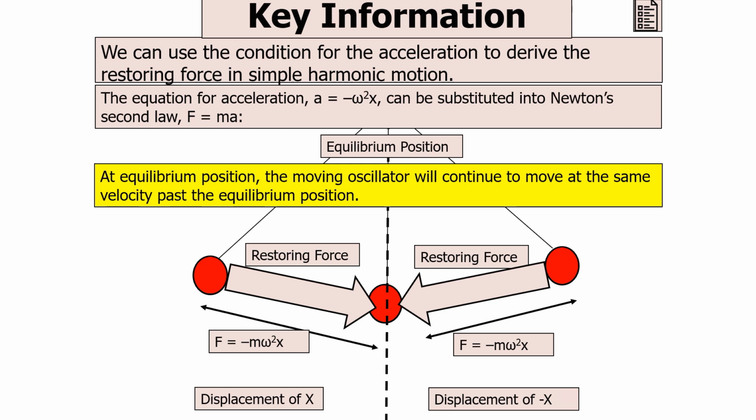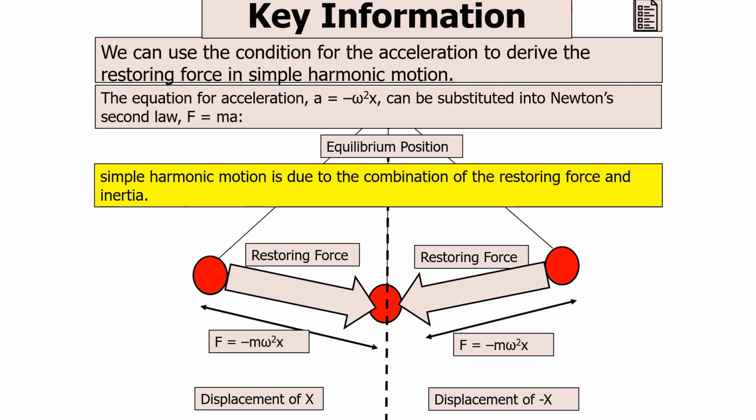Now at the equilibrium position, the moving oscillator will continue to move at the same velocity past the equilibrium position. Now this indicates to us that simple harmonic motion is due to the combination of the restoring force acting on the oscillator and the inertia the oscillator has in it.